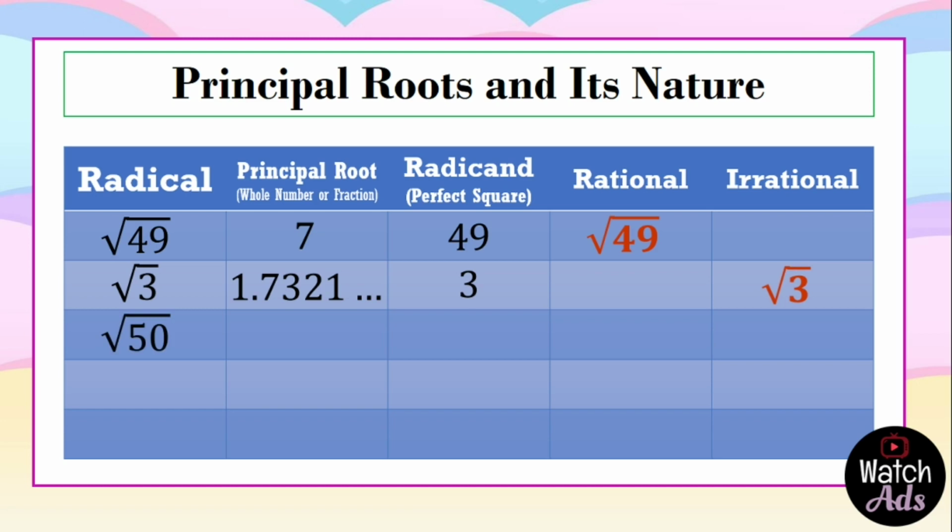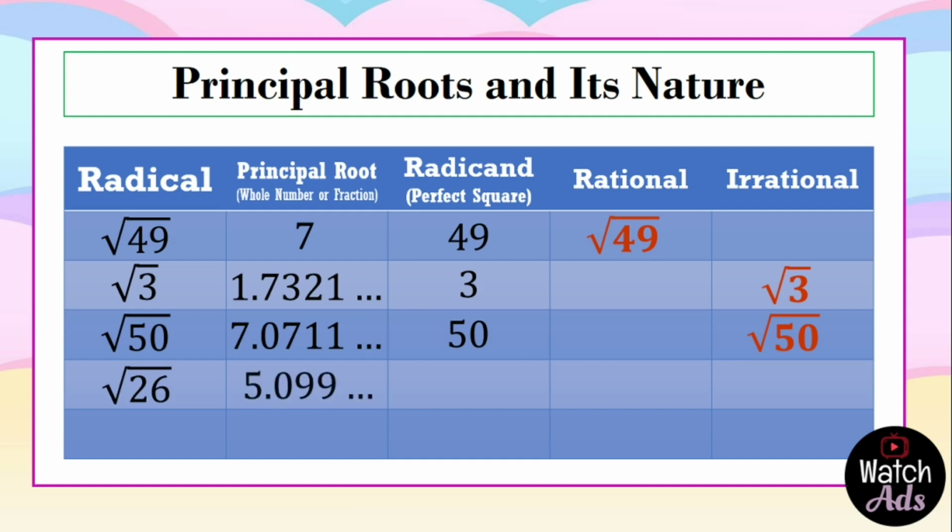Our third example is the square root of 50. Can you think of a number multiplied by itself that gives us 50? Since we cannot think of a number, the square root of 50 is irrational. Another example is the square root of 26. Check its radicand. Is it a perfect square? 26 is not a perfect square, therefore irrational.